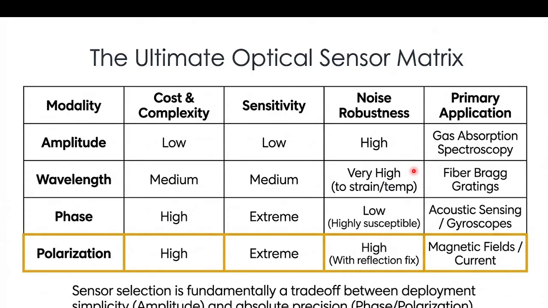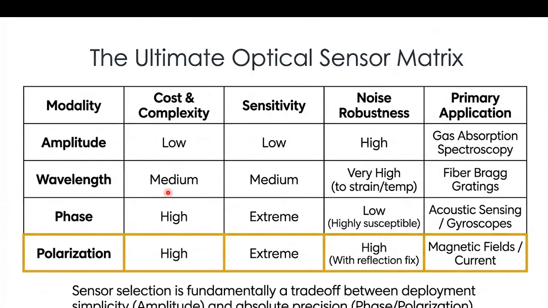The ultimate optical sensor metric has been shown here, where the modulation or modality is mentioned in the first column, which are amplitude, wavelength, phase, and polarization, and the cost, sensitivity, noise, and primary application are all mentioned. You can see here that the amplitude modulation's cost is quite low, sensitivity is also low, it just deals with the intensity, and the noise is quite high, and it is used for gas absorption spectroscopy, which we discussed in the week 1 and week 2 content.